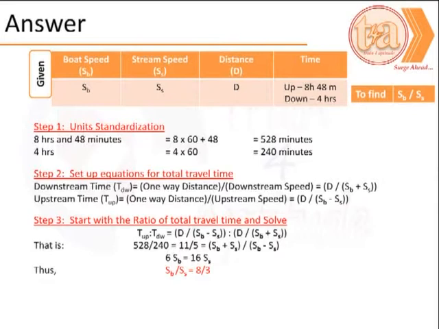Next, we form equations for the travel time both downstream and upstream. The last step is to use the information of the time to travel upstream and downstream, calculate their ratio, and substitute it by the equations we have formed in step 2. Simplifying, we find that the speed of the boat to the speed of the stream is 8/3.